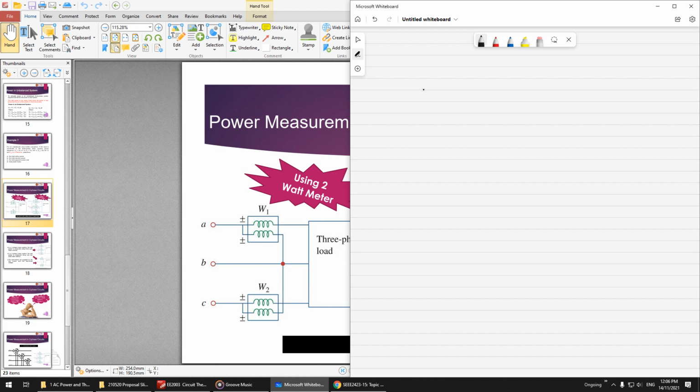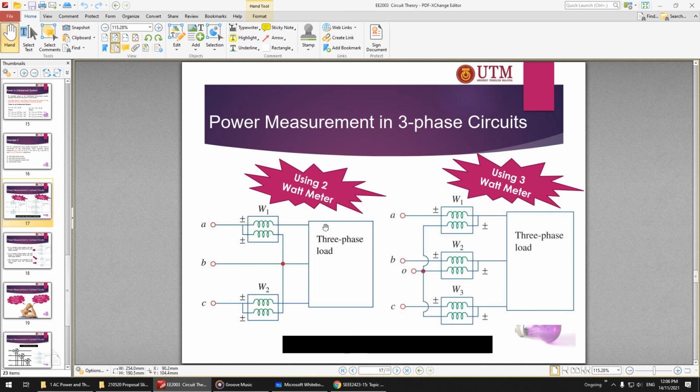But how about measurement? This one is calculation, and the calculation is quite long. So how do you use a wattmeter to measure the power for a three-phase system?